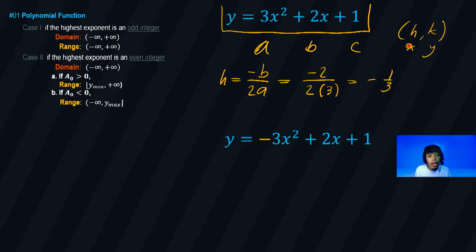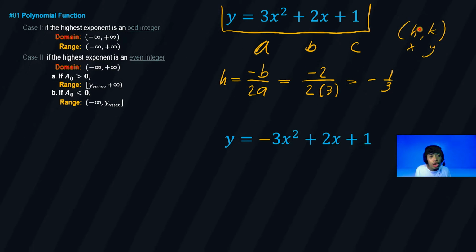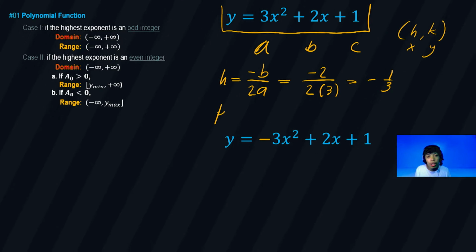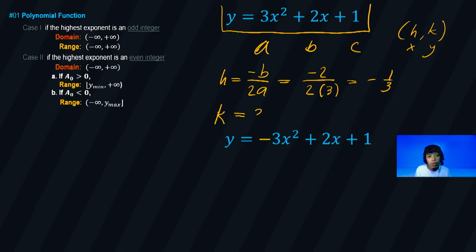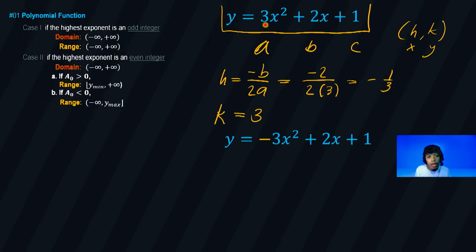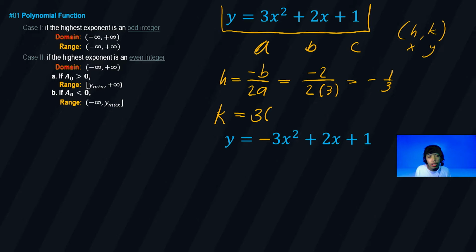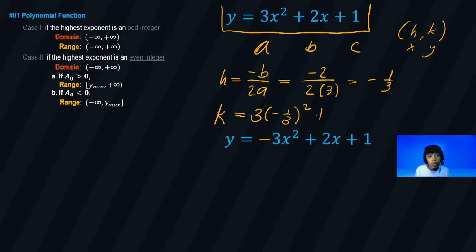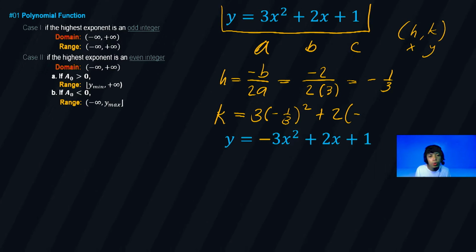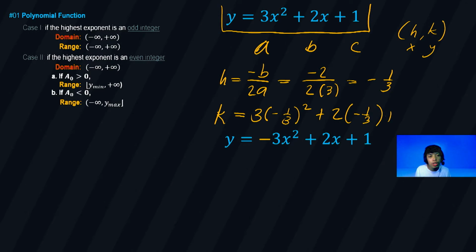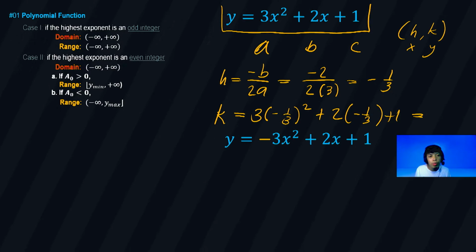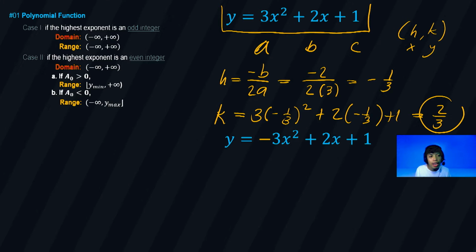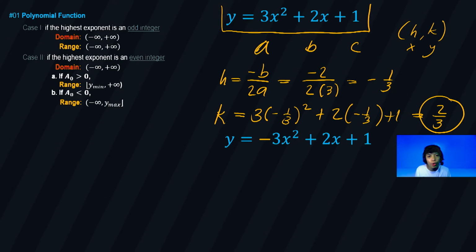You will substitute on X the value of H. Take note, H is actually X. So we have here, K is equal to 3 times your X, which is negative 1/3, squared, plus 2 times negative 1/3, plus 1. This will be equal to 2/3. This is your value for K, or that is your value for Y min.